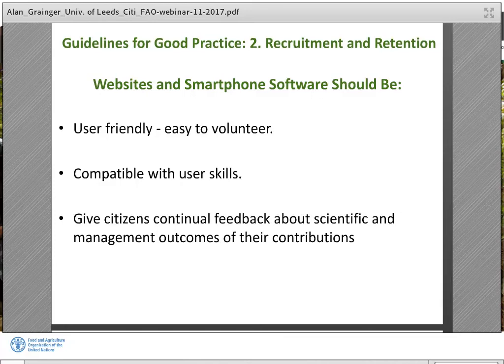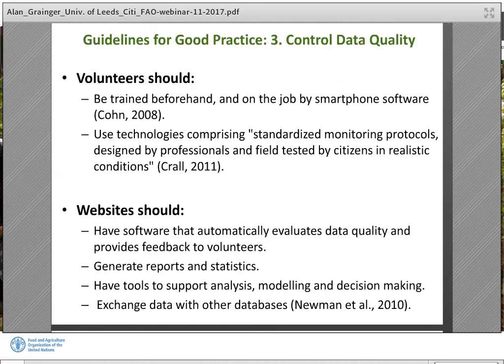Continuous monitoring is possible only if many individuals repeat their practices regularly. Retention will be encouraged if websites give citizens continual feedback on the scientific and management outcomes of their contributions. The accuracy of citizen observatories will rise if volunteers are trained beforehand, use technologies comprising standard methods designed by professionals and field tested by citizens in realistic conditions, and are trained on the job by smartphone software.